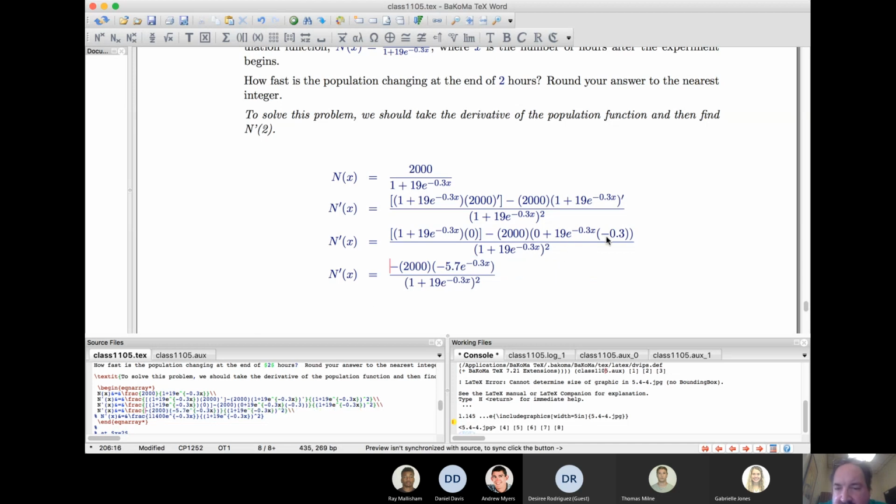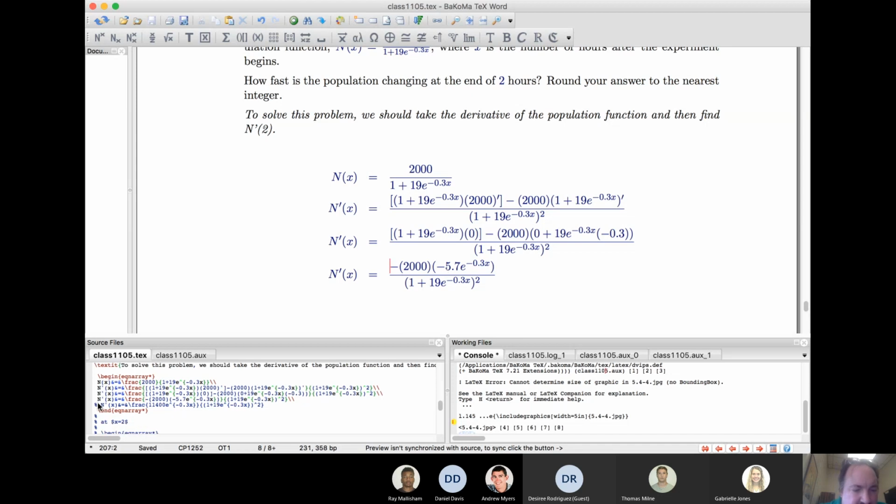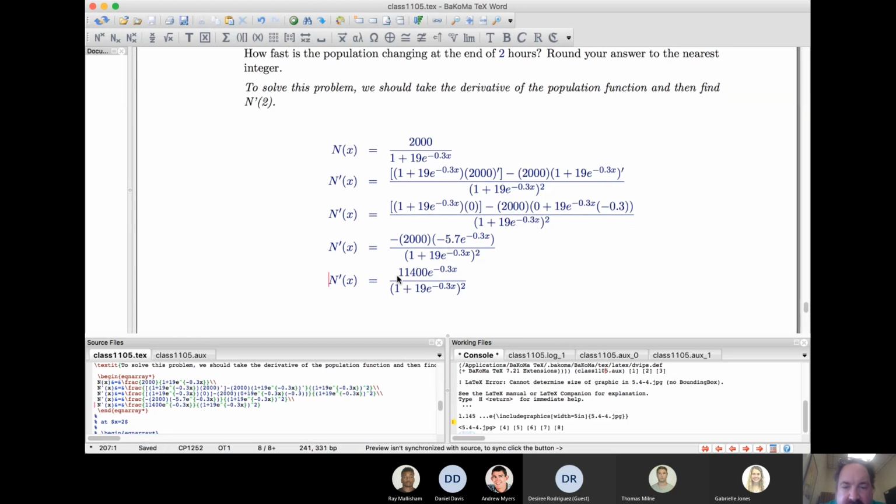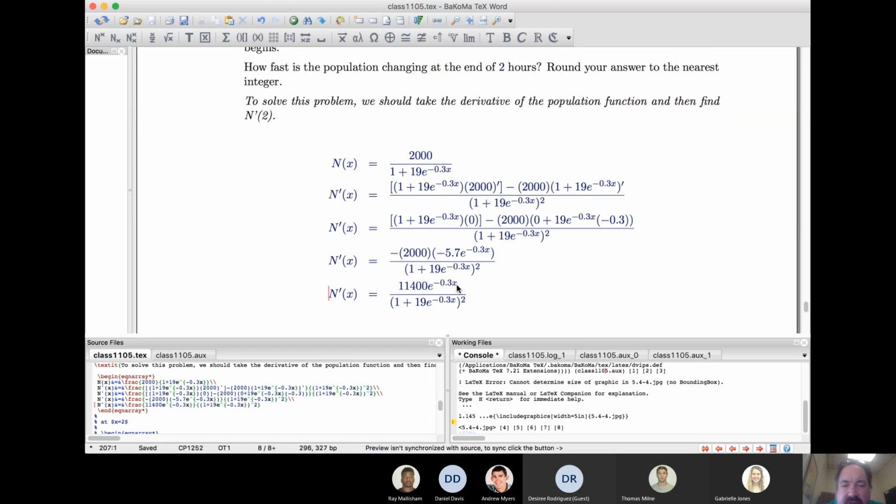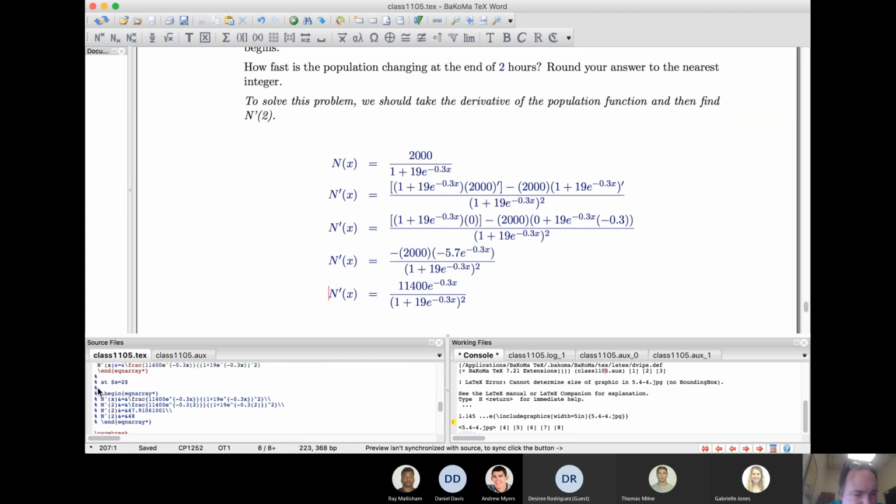So then 19 times minus 0.3, that's minus 5.7. So that's where that comes from. So now all that's left is to just multiply out these constants. And what that gives you, minus 2,000 times minus 5.7, that's 11,400 times its exponential. And now you're done with the derivative, at least. And what's required now is to substitute in x equal 2, equal to population rate of change at the end of 2 hours, and then round to a whole number.